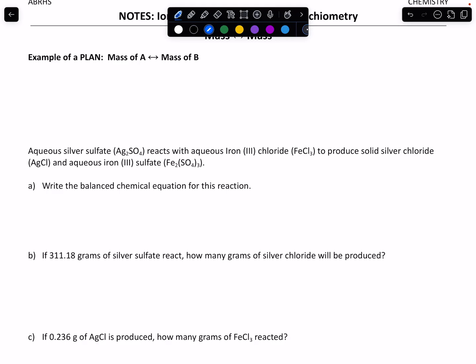The screencast is going to be the last in my series dealing with Unit 3. Our focus in Unit 3 was multi-pronged. We did some naming, we did empirical and molecular formulas, some balancing, and then we are ending with stoichiometry.